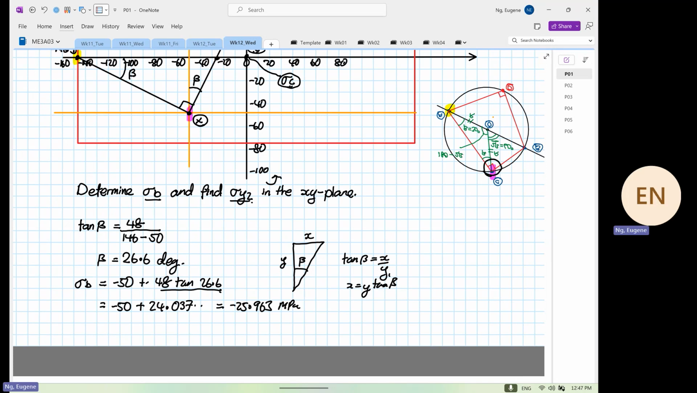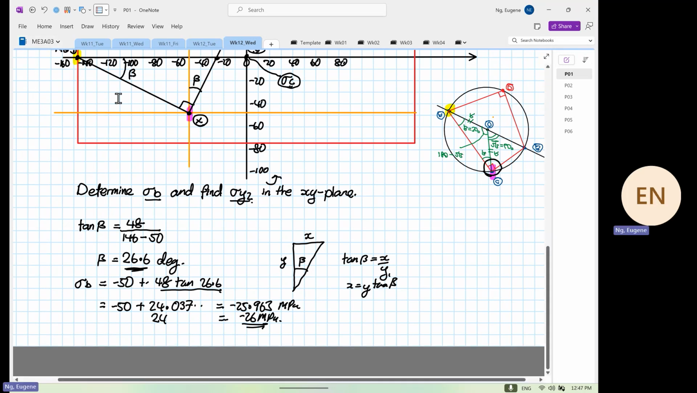So 45 divided by 96, inverse tangent of this, times 48. You know what? In fact, I think we can round this off to 24. Because if you round this to 24, you get minus 50 plus 24, which is equal to minus 26 megapascal. So we know that it's 26.